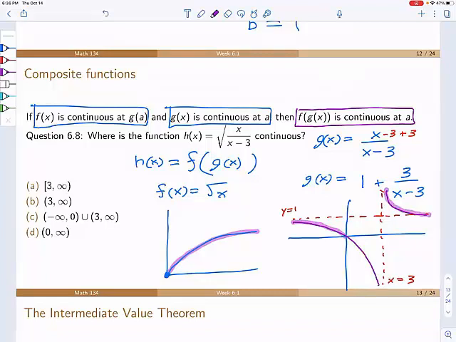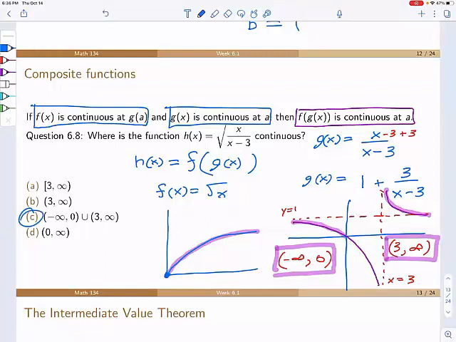So my domain, or my section of my function that is continuous, comes from minus infinity all the way up to 0. And there's another section over here on the right-hand side that I highlighted that starts at 3 and goes all the way up to positive infinity. Okay, so if I put those two together, so this part was highlighted and that part was highlighted, I can say that my answer is C to get the section that it's continuous on.